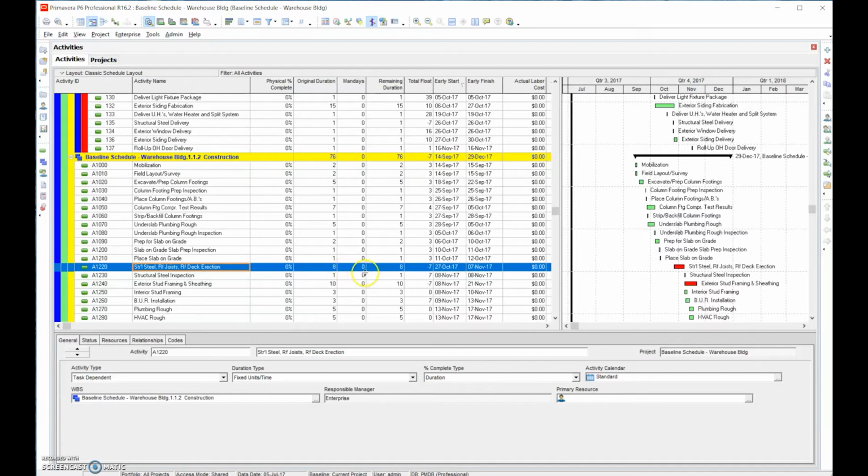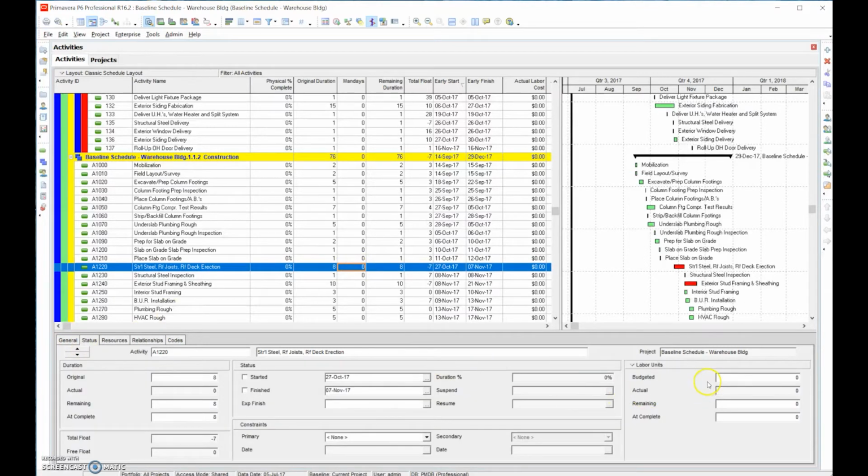Now, it has 0 man days, but if we went ahead and dropped in labor units, and we said, okay, give me 20 man days, and let's change the duration just for simplicity's sake to 10 days, okay? So that means we have two people working on the job for 10 days. That's what that means. What if we double the crew? We have four people working instead of two.